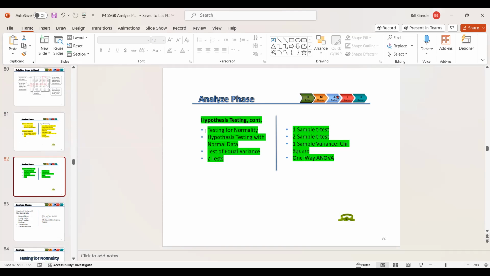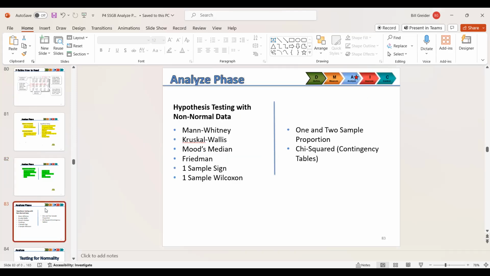We'll talk about z-test, which we already did with my weight. We're going to talk about one sample t-test, which we just did. A two sample t-test is the same as a one sample t-test, except anybody want to guess what the difference is? Two samples instead of one. We're going to talk about one sample variance chi-square. I have an example of one of those, and one-way ANOVA. And then next week, we're going to do all the non-normal data.